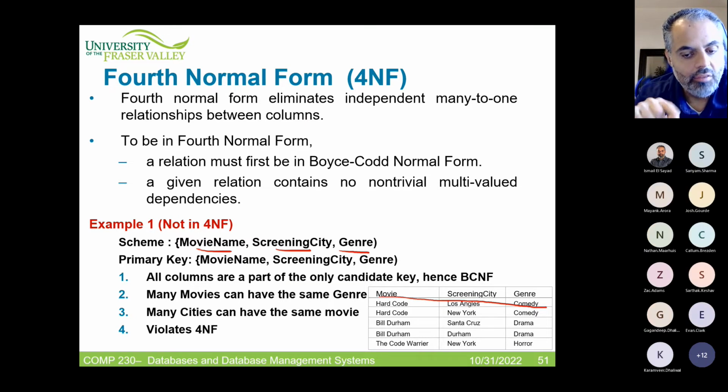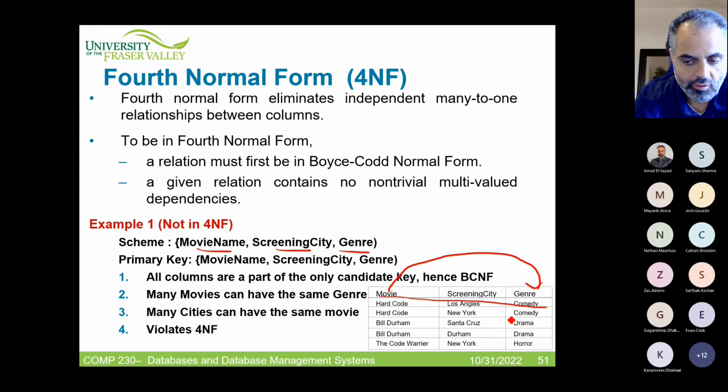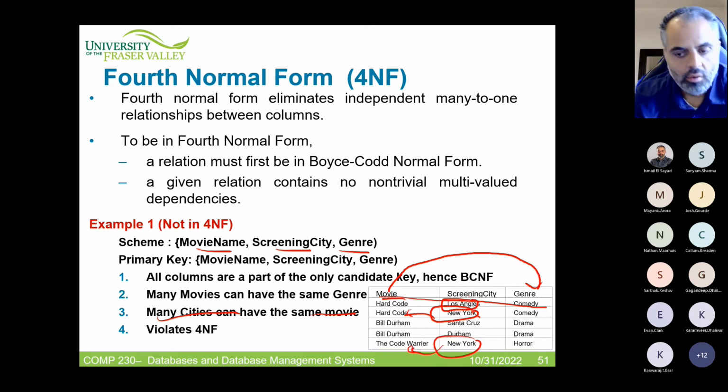However, many movies can have the same genre, like here. And many cities have the same movie. Let's see this. Many cities have the same movie. Let's take a city. Where is the city here? Los Angeles. Or let's say take New York, for example. New York has hardcover, and New York also has another one, which is code warrior. So it is a one-to-many relationship.